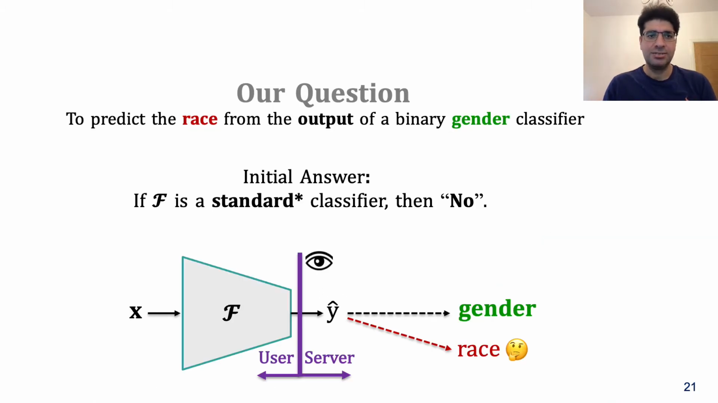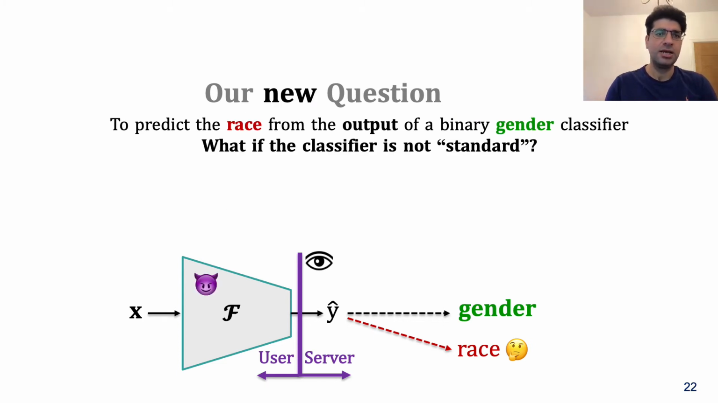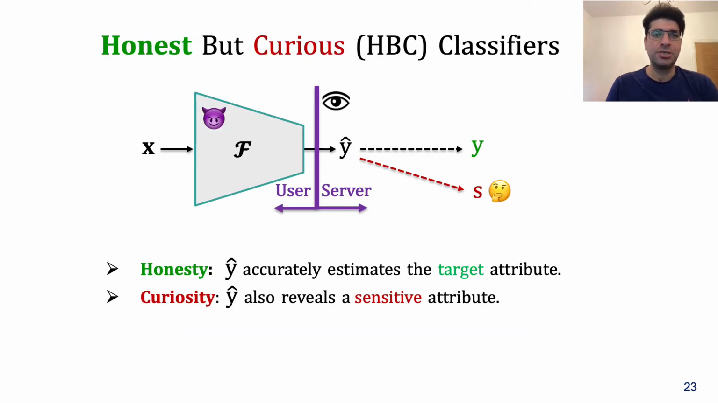So the first answer is that if the gender classifier is a standard classifier, then we cannot infer the race from its output. Now the question is, what if the classifier is not a standard classifier? Here we introduce honest but curious classifiers. These are classifiers that you can infer the target attribute from their output very well, but at the same time you can also infer a sensitive attribute from their output very well.